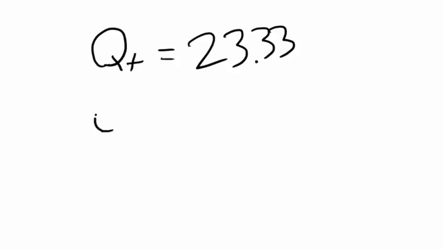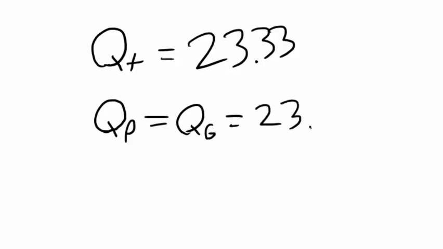And since we're in joint production, we know what our quantity for processors and our quantity for graphics cards are. So we have quantity P equals quantity G, and they're both equal to 23.33. So whenever we make one processor, we make one graphics card, and in order to profit maximize, we would produce 23.33 processors and graphics cards each.